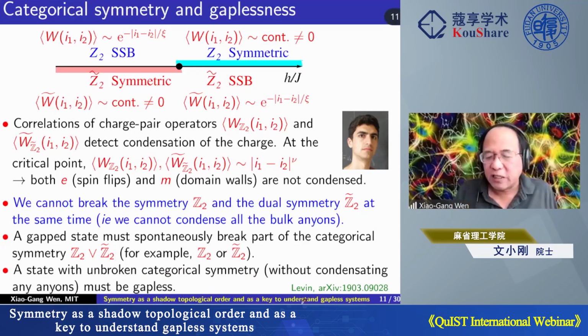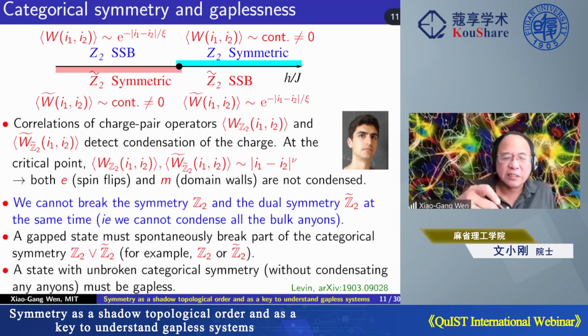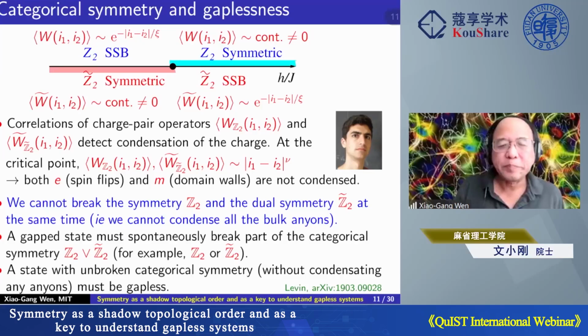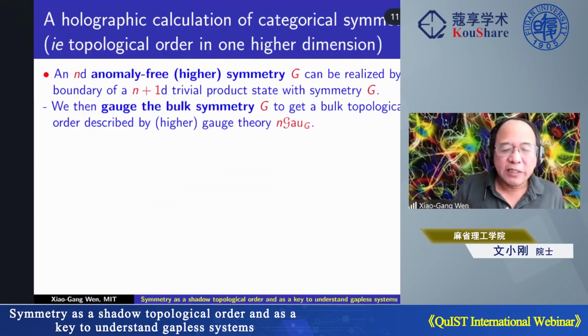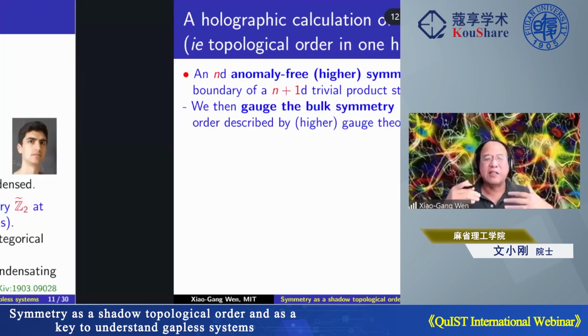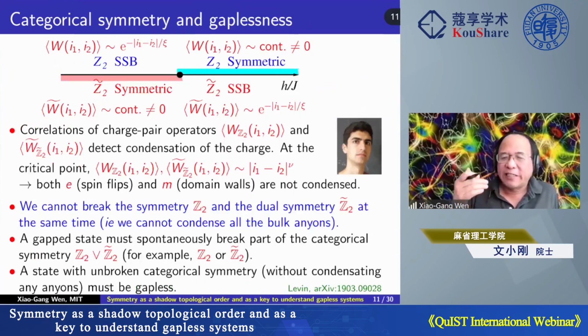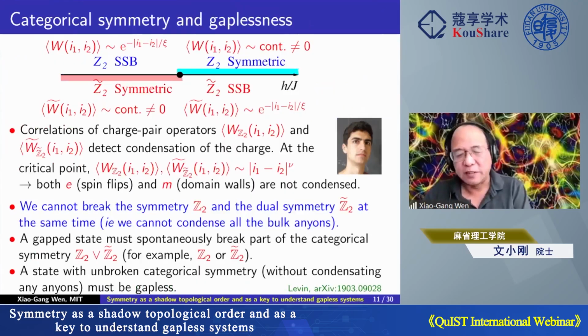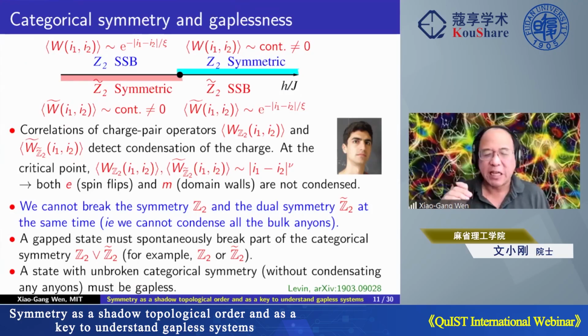And for Z2 symmetry, there's a kind of rigorous proof by Michael Levin. And we also have some more general argument using modular transformation to show this. So this is supposed to be generally true. Okay, so this gave us some general picture, an example of how the categorical symmetry is used, and how it is related to the gapless state and the low energy dynamics.